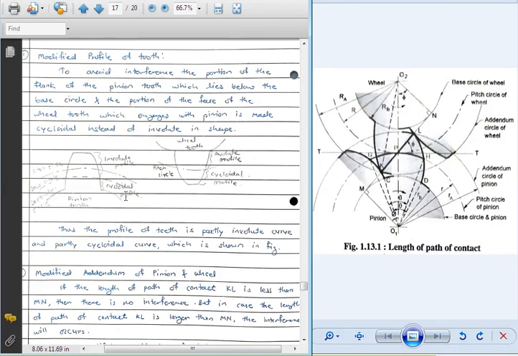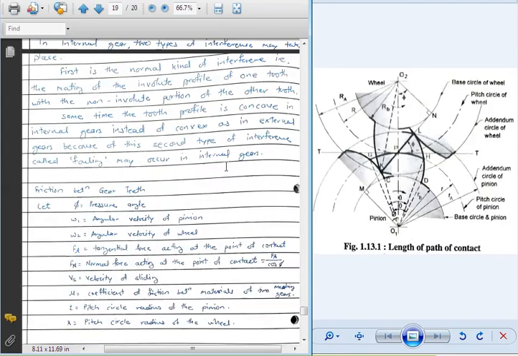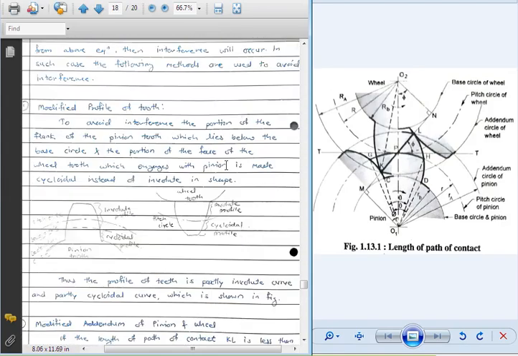So cycloidal will not have any interference problem. Then above the pitch circle, involute profile, and below the pitch circle, involute profile. So involute will meet with involute, so there won't be the possibility of interference. So by this we can avoid the interference. This is the first methodology by which we can avoid the interference.